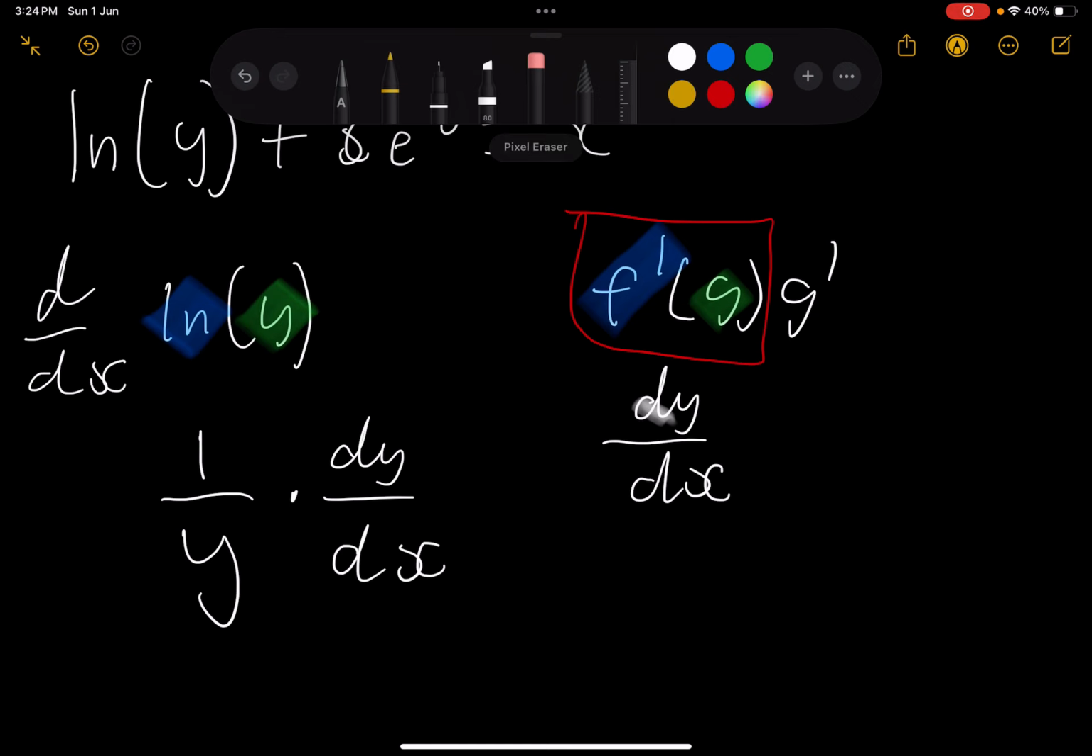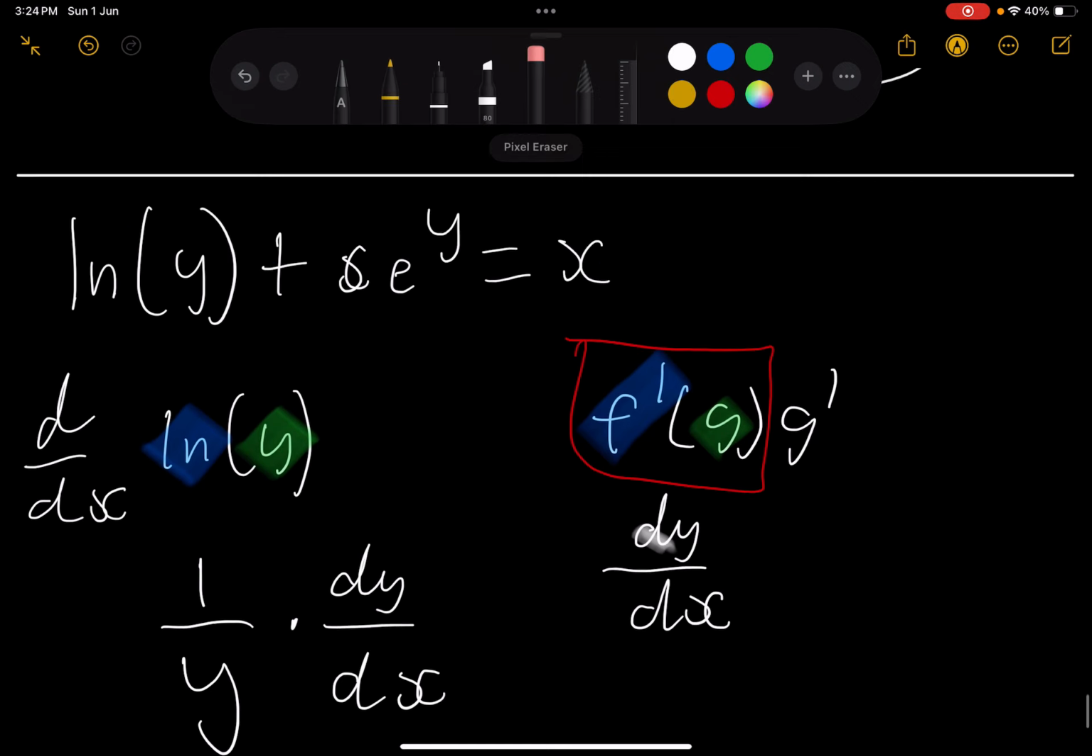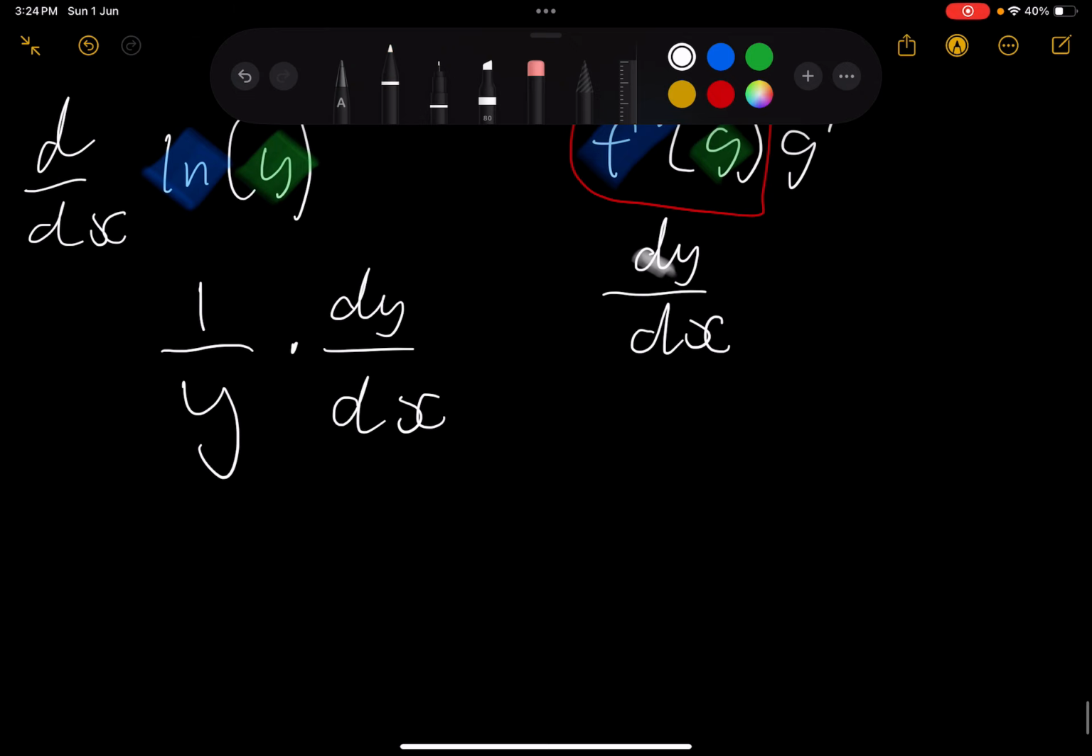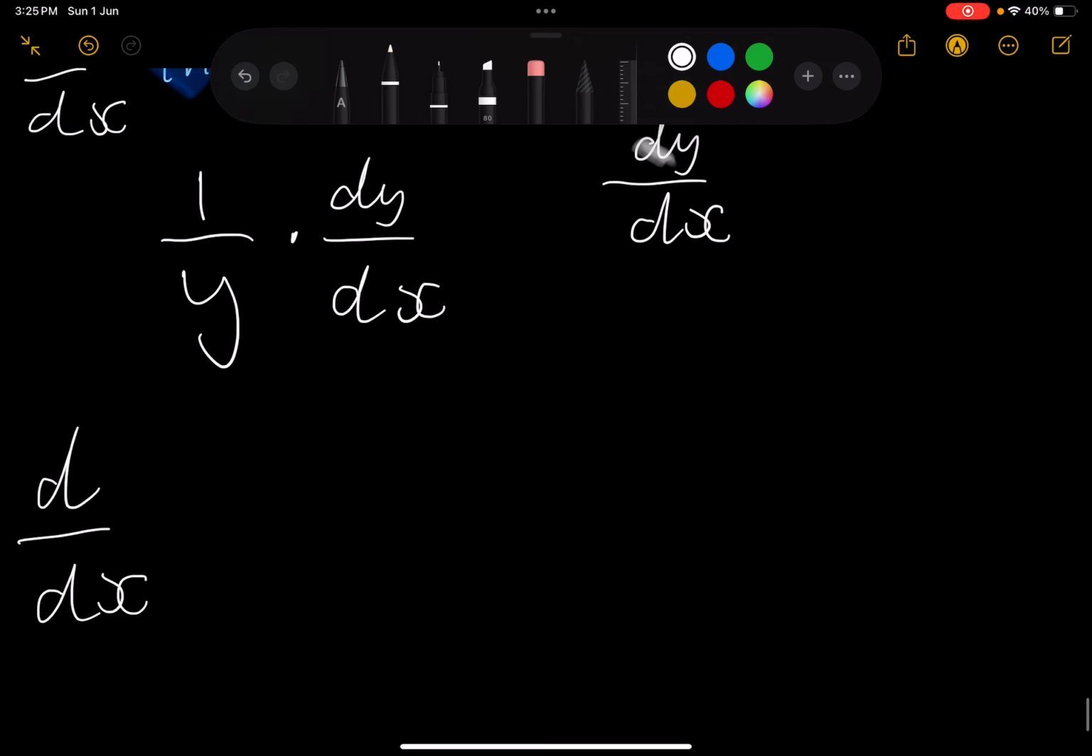Our next term in the equation is this right here, which is where we need to use the product rule. So we're taking the derivative of x e to the power of y.